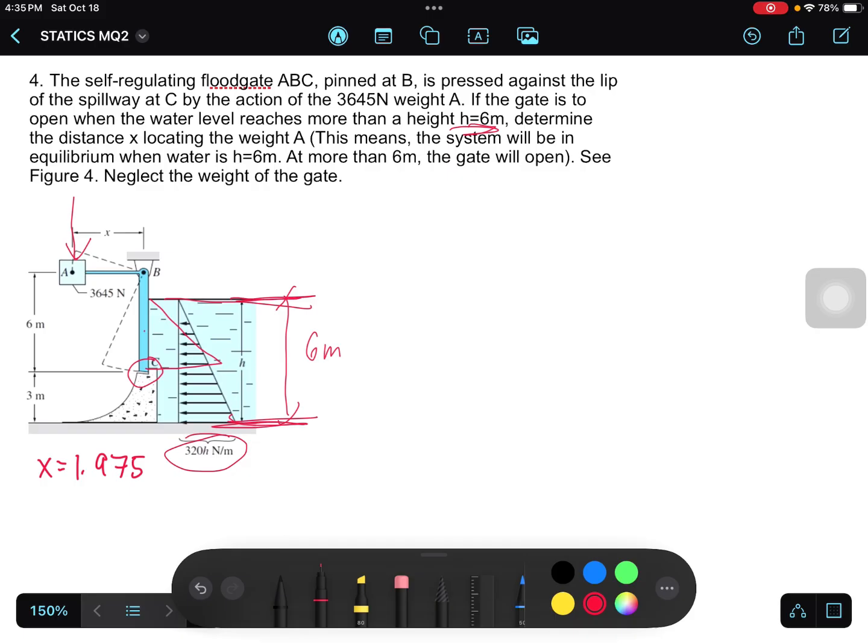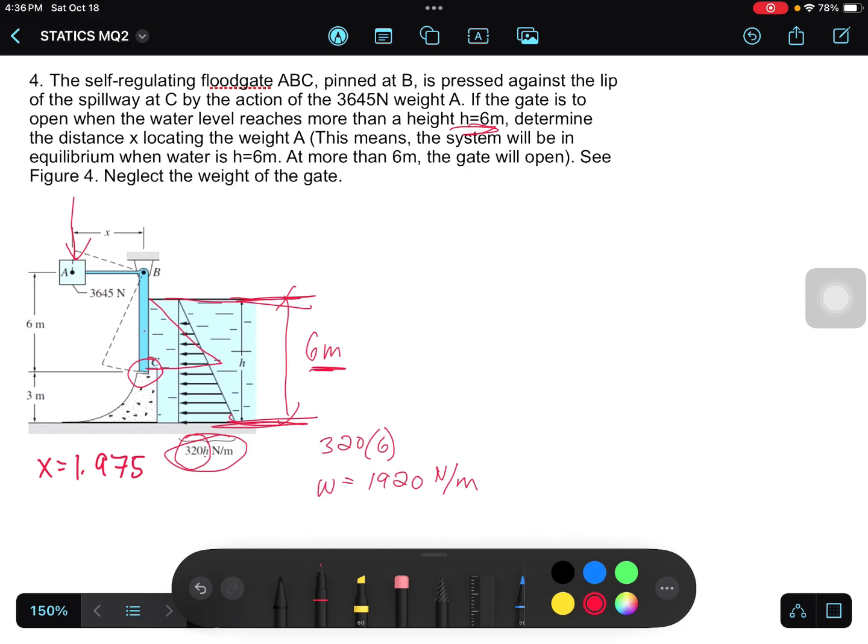Given ang pressure niya, so, titingnan nyo to, ang magnitude ng pressure is 320 times H. So, ibig sabihin, yung H is yung 6 meters kasi yun yung design height natin. So, it will be 320 times 6. How much is that? 320 times 6, 1920. So, our W is equal to 1920 Newton per meter.